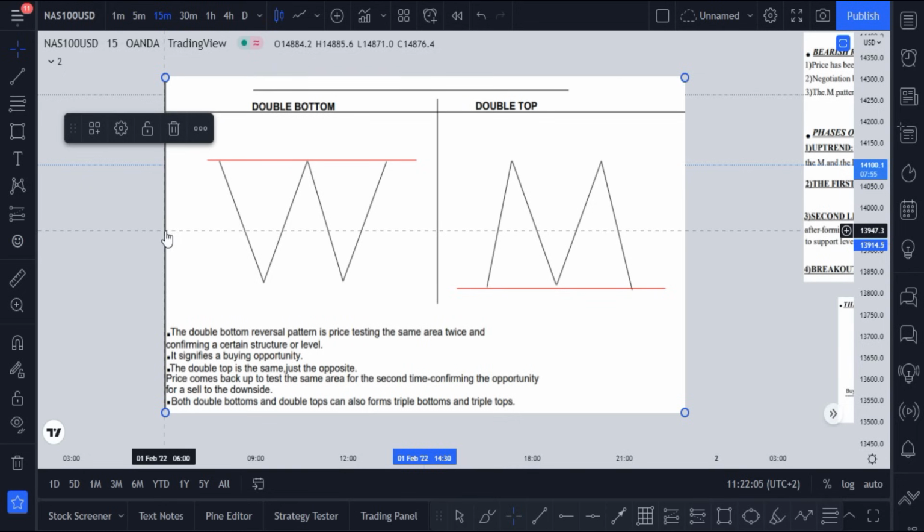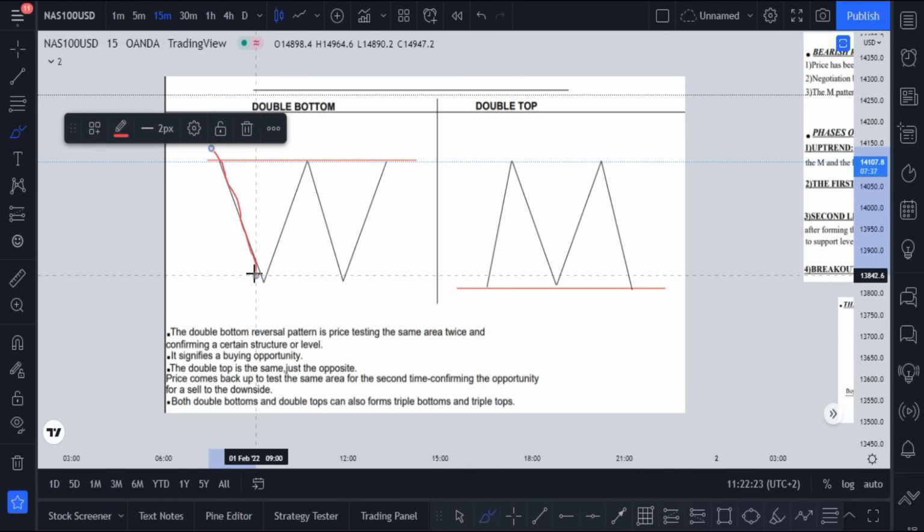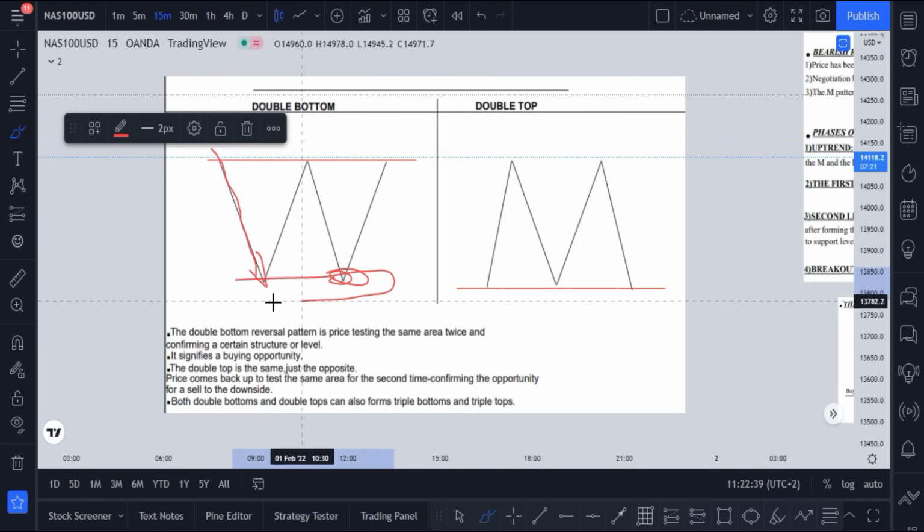Starting off with the double bottom, it is a reversal pattern showing us the end of a downward movement. The market was falling, coming in from the top, and then it hits a support at the bottom here, and when the price comes back to test the same area for the second time, the market will be confirming a certain structure at this level. It could be a support, it could be a demand zone, whatever the case may be. That signifies the end of a downtrend, a bullish reversal pattern. It shows us that we are about to turn into a buying market, so we're waiting for some bullish action and looking for entries at this leg over here.